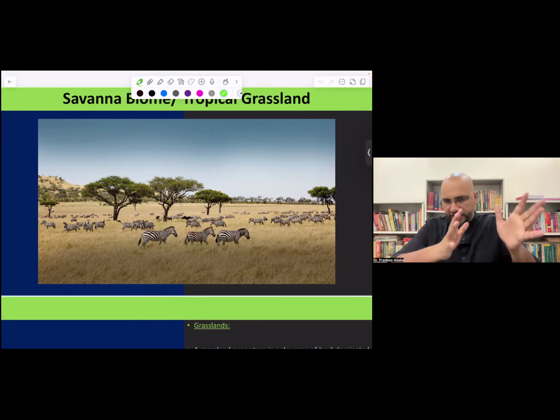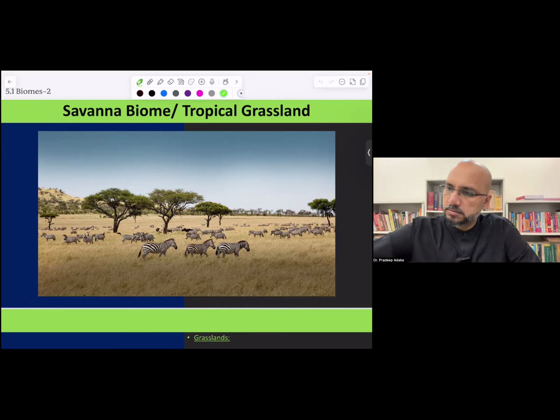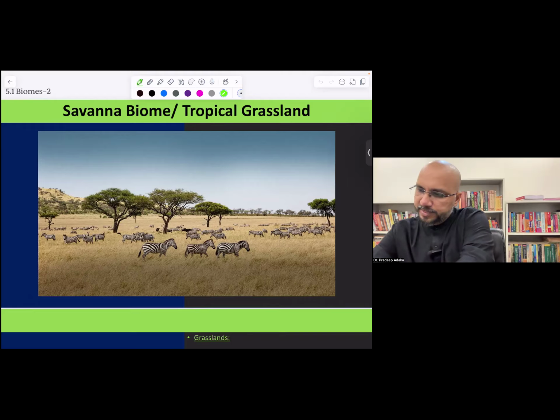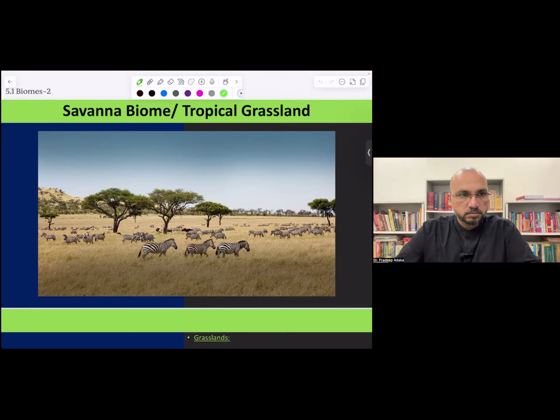Okay, so let us quickly go through this particular biome. It is smaller compared to other biomes. Okay, so savanna biome or tropical grassland. All right, so just give me a moment. All right, so savanna biome. Shall we proceed?